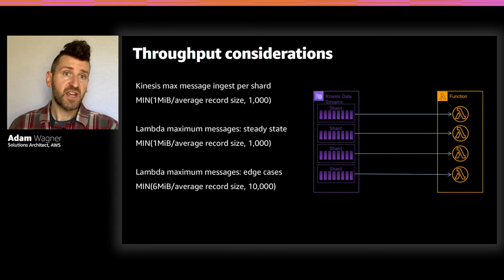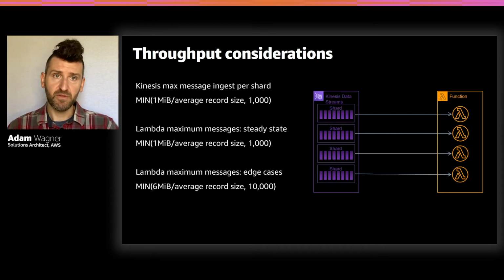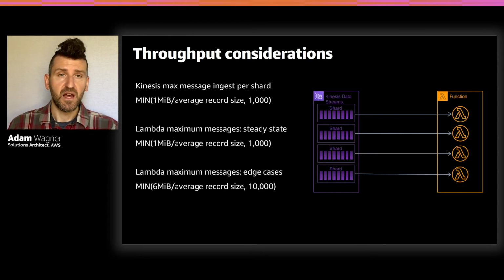So those edge cases could be maybe your Lambda was erroring, you pushed some bad code, it wasn't processing messages, you push some new code to update that Lambda to fix it, and now it's got a backlog of messages to go through. Then you might see some of these larger batches, that sort of thing. So, just good to keep in mind what that steady state performance looks like and what the potential max could be.